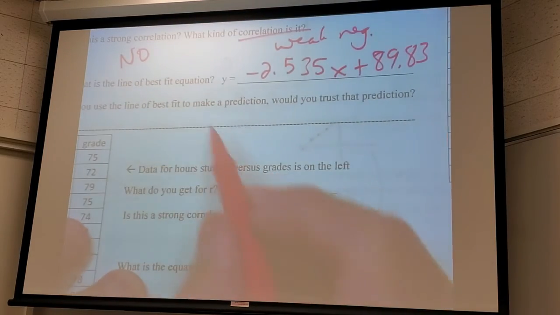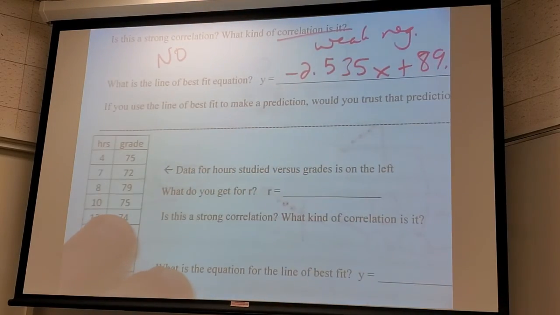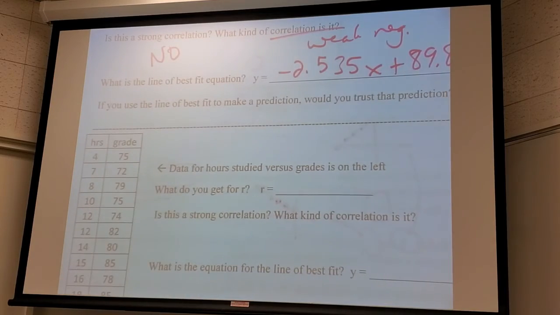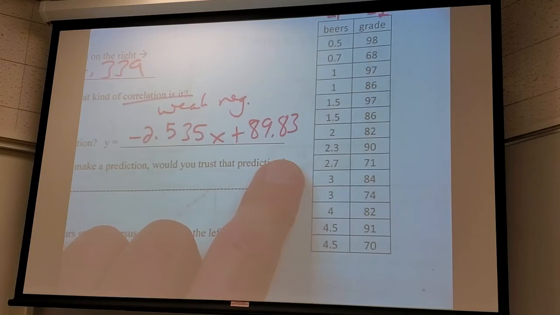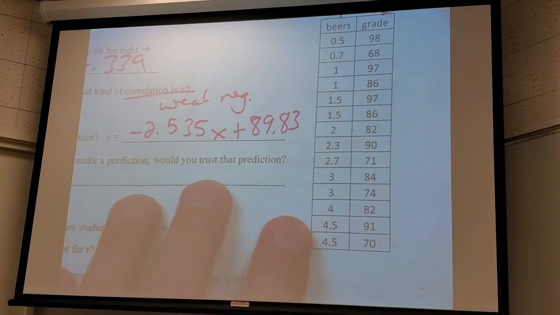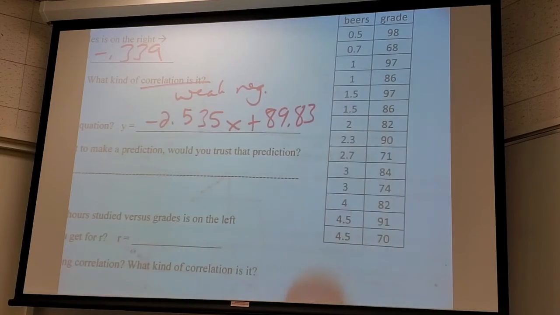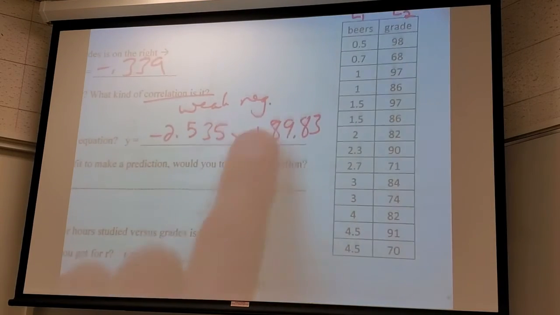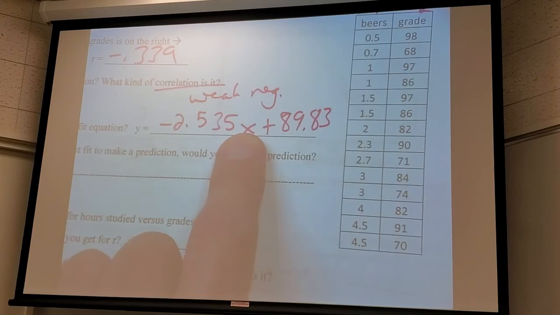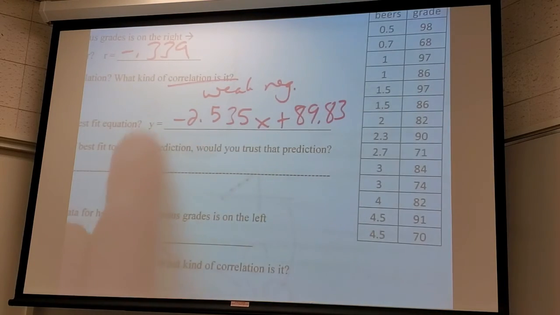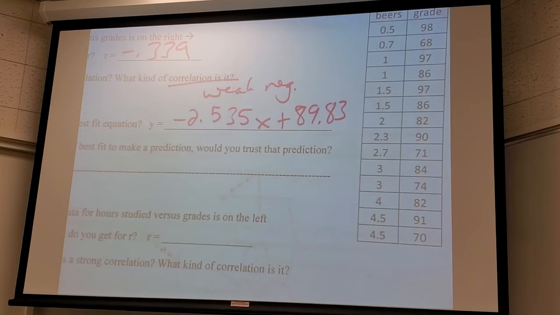Let me just ask you this. If you use this line of best fit to make a prediction, what does that mean? What if a student says, I drank 2.5 beers? Do you see 2.5 beers in here? No. If you put 2.5 right there, because isn't that what X represents, would you trust the number that this equation gives to me? No. What part of this tells me I would not trust it? It's weak. So the closer R is to 1 or -1, the more I will trust the line.